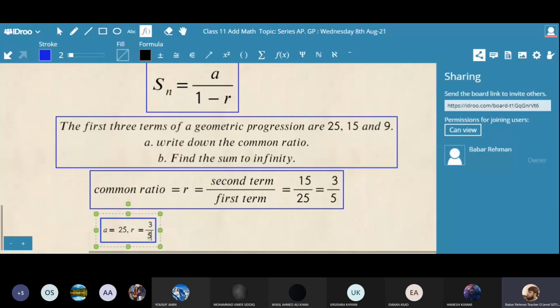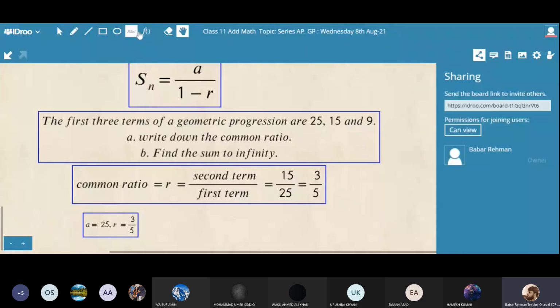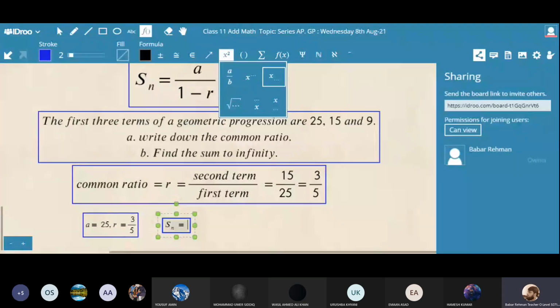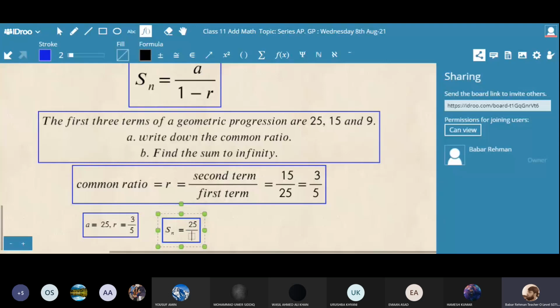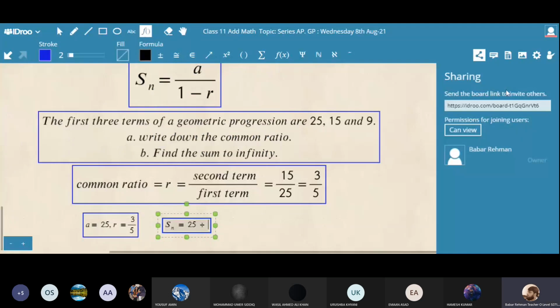Now I have to find the sum to infinity. You will input the values in the formula: sum to infinity is A upon 1 minus R. What is A? 25 upon, can I write it like this so that it will be easy for us to divide? 25 divided by 1 minus 3/5. The whole term is going to be divided.